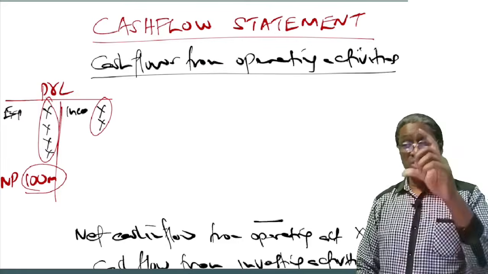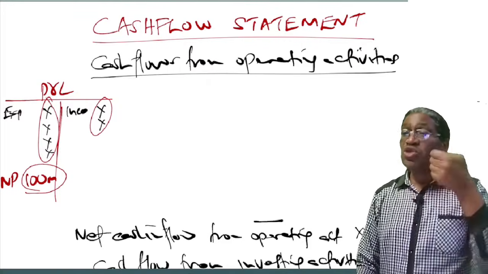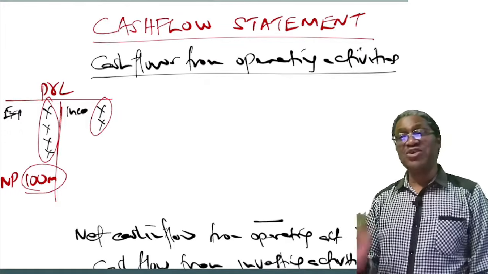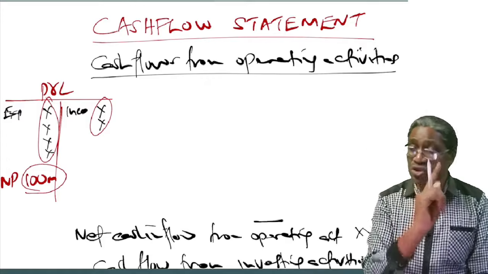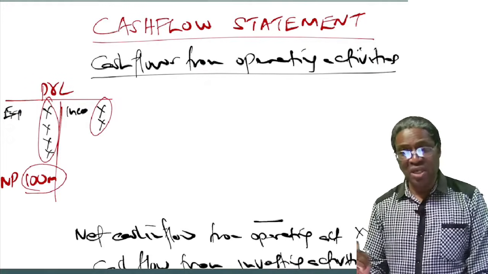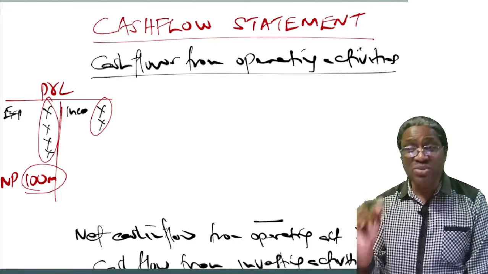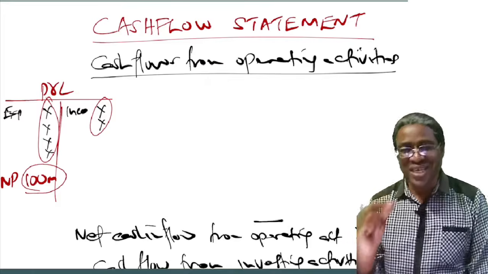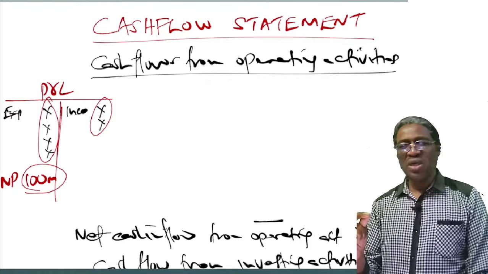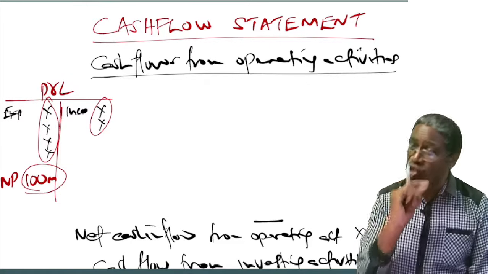The answer is no. That 100 million, though it is your true profit as a business, is the profit that you determined using the normal accounting principles and concepts. But in terms of cash flows, is it the true net cash inflow? It would have been the true profit. Listen, it would have been the true cash flow.